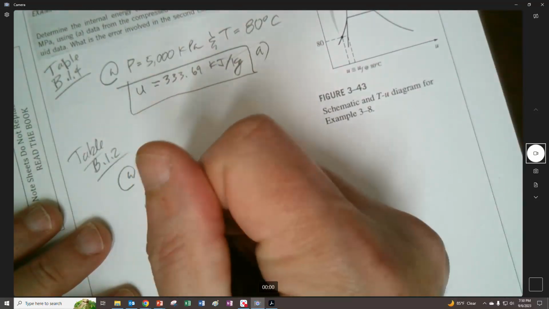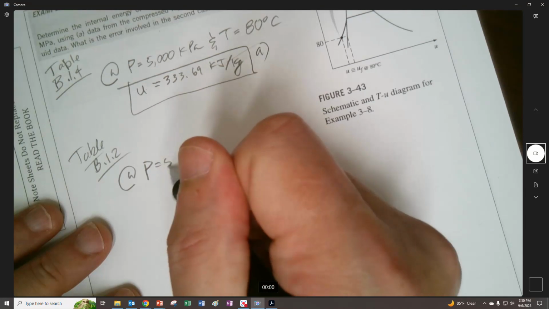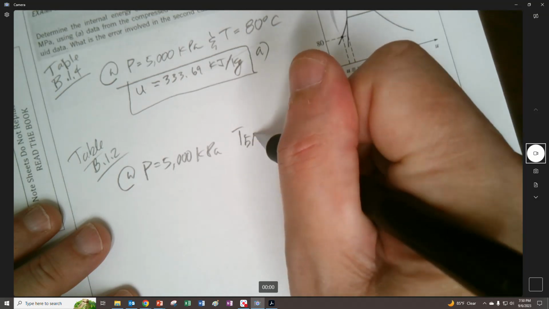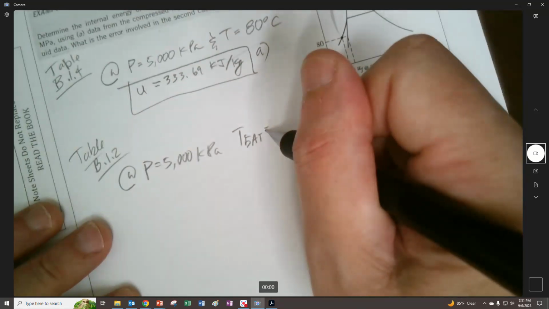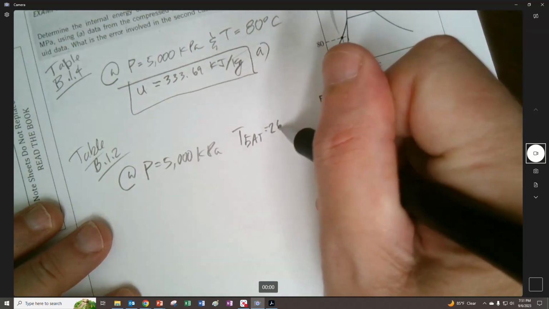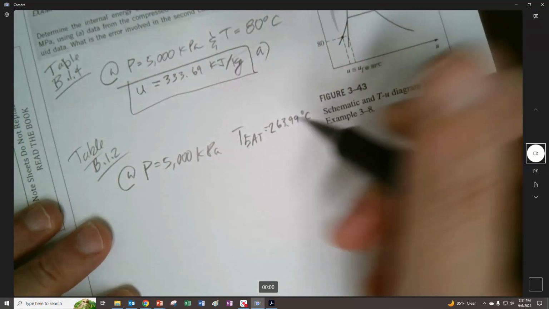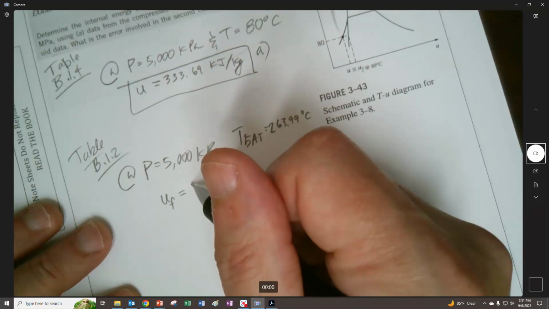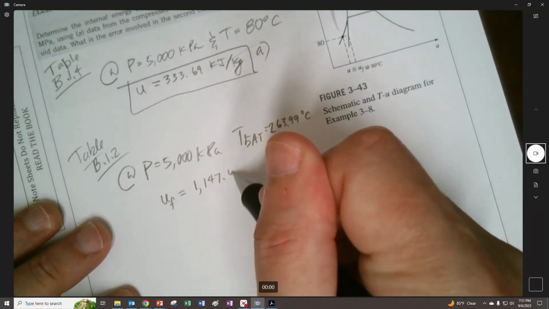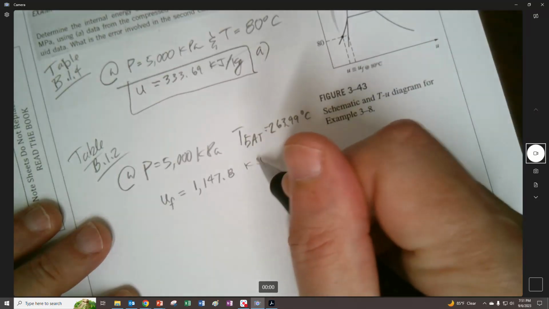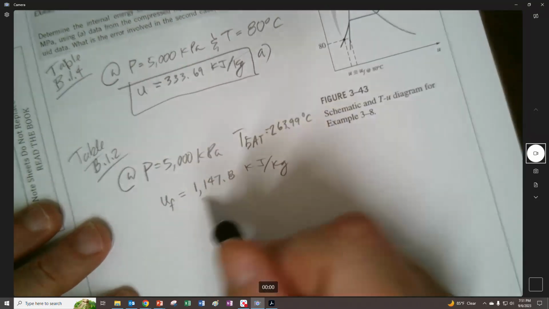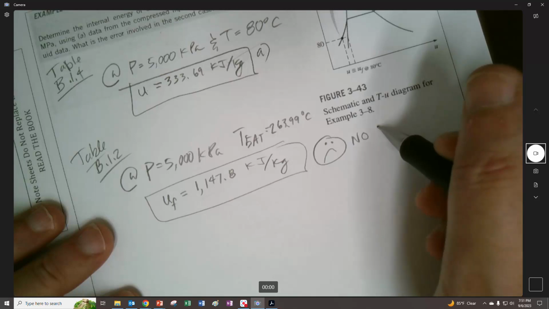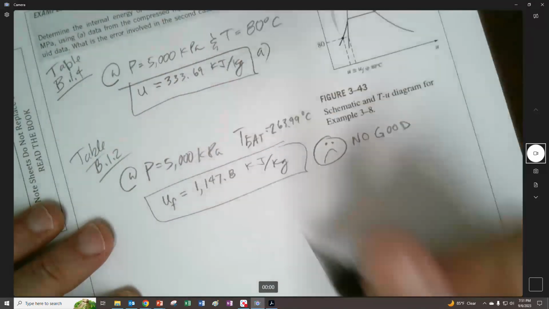All right, so let's write that down. At P equal to 5,000 kPa, T sat is equal to 263.99 degrees Celsius. That's a good thing to know. And the U of the liquid, which is the F one right there, is 1,147.8 kilojoules per kilogram. And that's no good. That is not a good measure as an approximation.